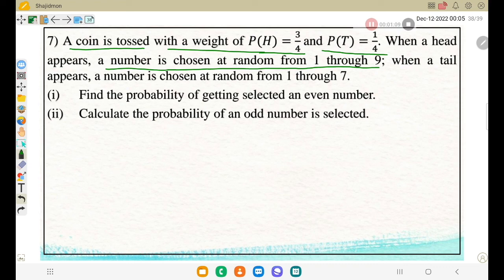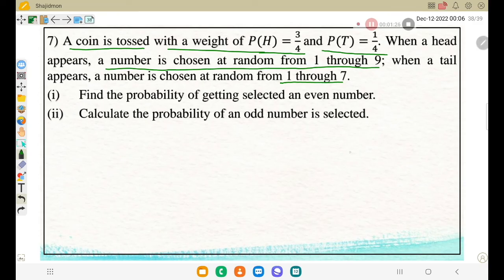When a tail appears, a number is chosen at random from 1 to 7. Find the probability of getting selected an even number. Calculate the probability of an odd number selected. This is the question here. So a coin is tossed.